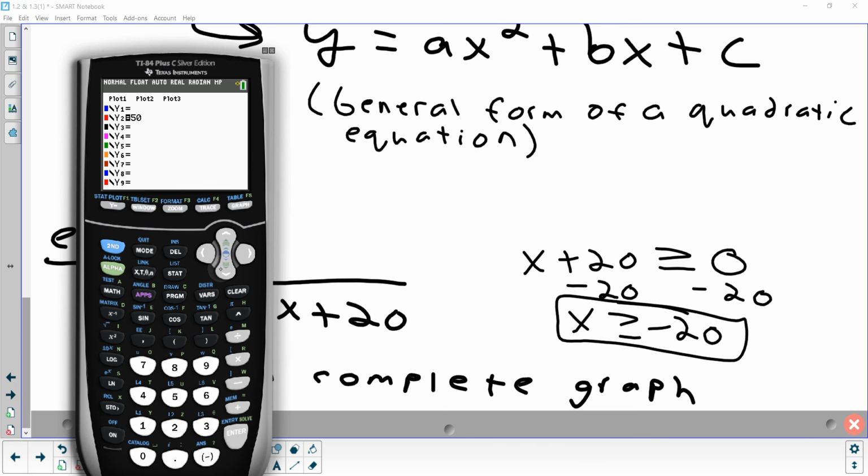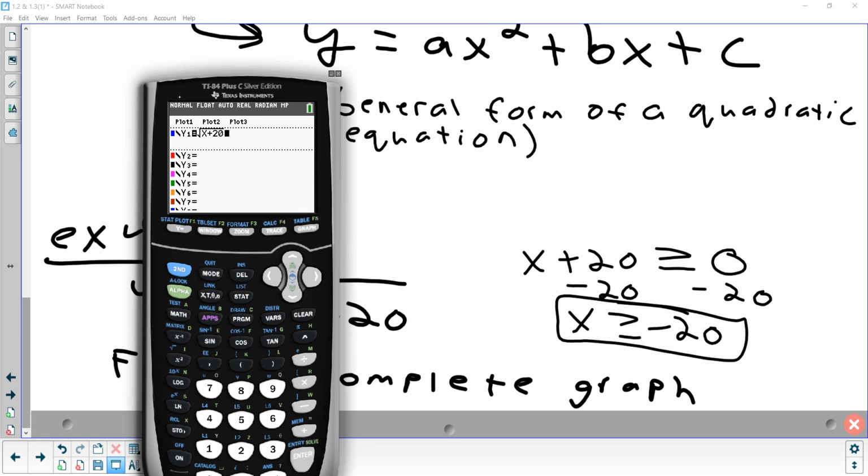I'm going to clear anything else I had in there. I'm going to press second, the x squared button that's on the left. That's how you do a square root. And I'm going to type in x plus 20. Everything that you just typed in should be under the root. If you ended up with a plus 20 on the outside, something's wrong. You have to have the 20 under the root. Okay, so any questions on getting that?